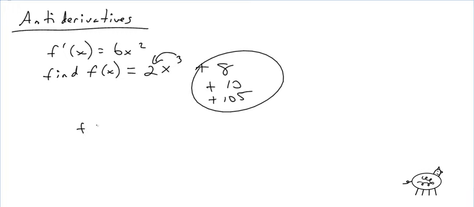So this is the deal. It's f of x equals 2x cubed plus c. C is called a constant, something we don't know, but that we need to put in there. Okay, so let's talk about how you take the antiderivative. We did that one, just kind of looking at it a little bit. So how to find the antiderivative.